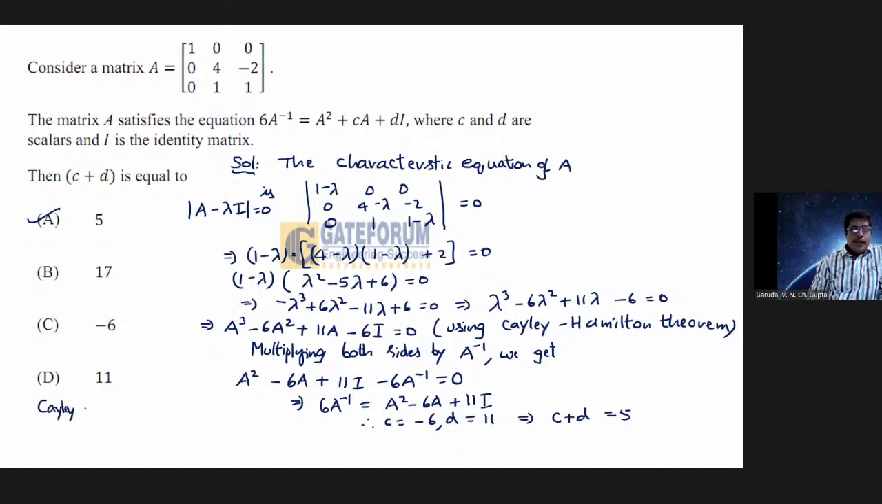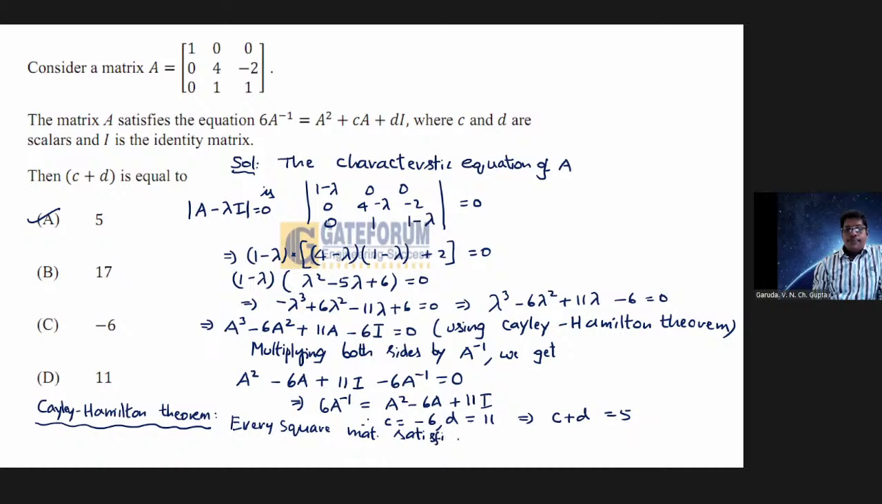So I am writing the Cayley-Hamilton theorem. Statement: every square matrix satisfies its own characteristic equation.